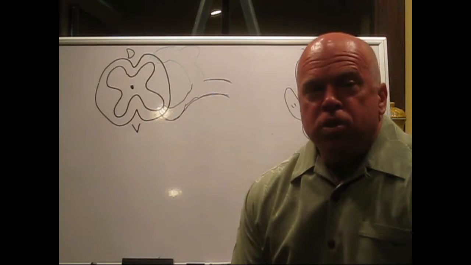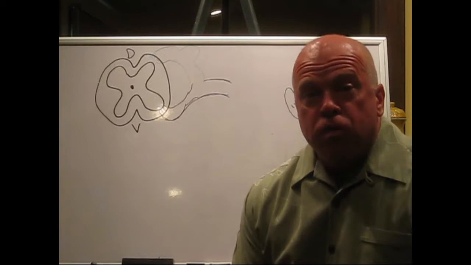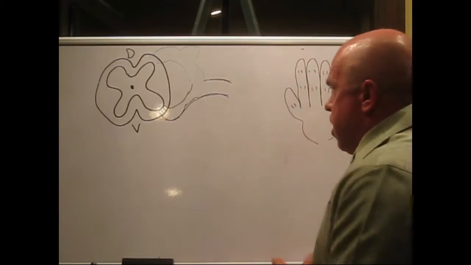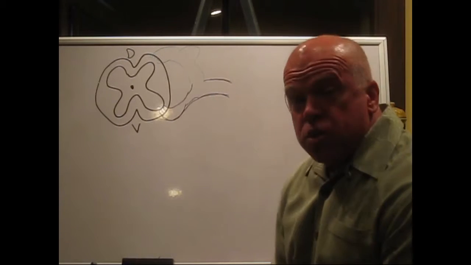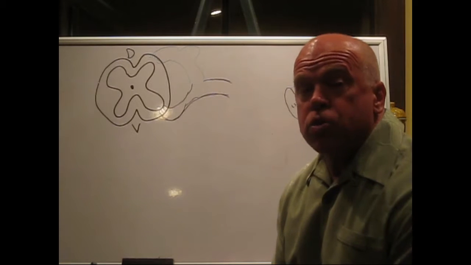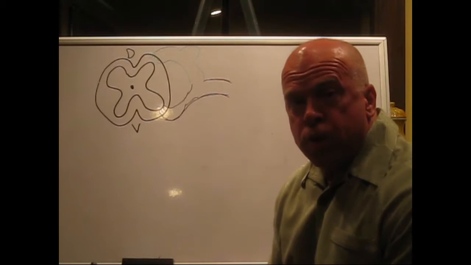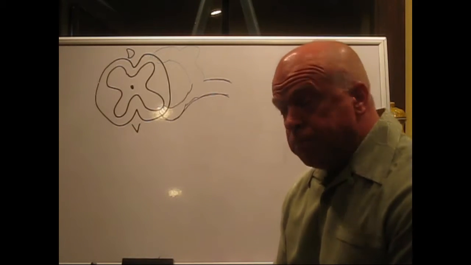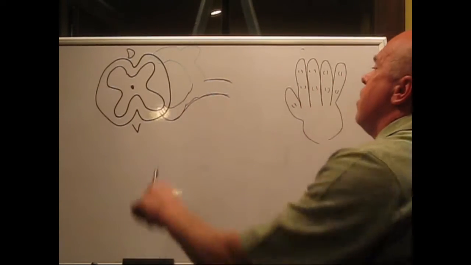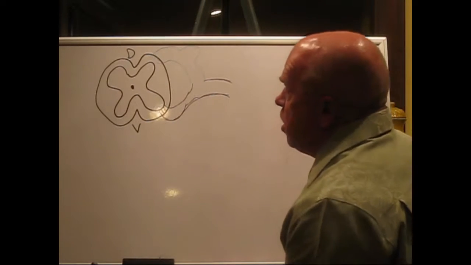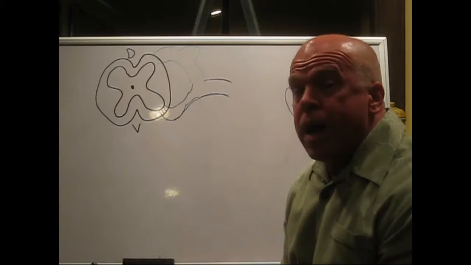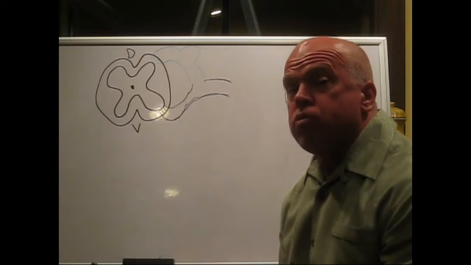So let's review some of the basic anatomy involved with our sensory testing. So here we are, we're talking about sensory testing of spinal nerve roots or upper extremity or lower extremity peripheral nerves. Okay? So let's begin here at the spinal cord. This is a cross section of the spinal cord, and let's here talk about a section of the cervical spinal cord for testing the upper extremities.